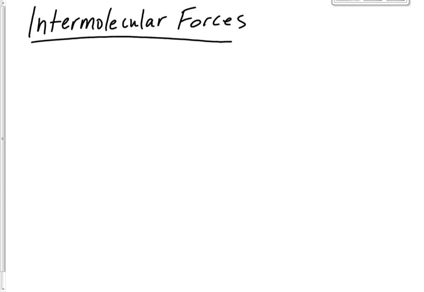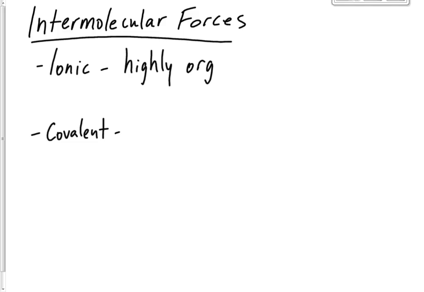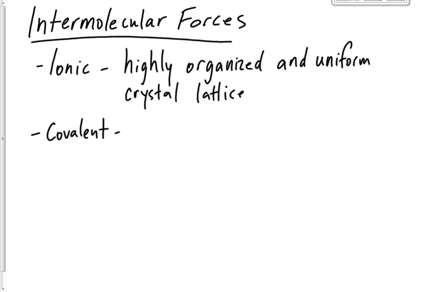Okay, let's talk about intermolecular forces. First of all, you have ionic and covalent. Okay, two things that we've talked about before. But as far as how they look, ionic bonds are going to form a highly organized crystal lattice. All that means is that a lattice is just the structure of it, due to very strong bonds.